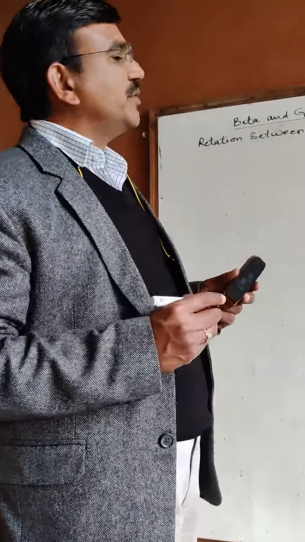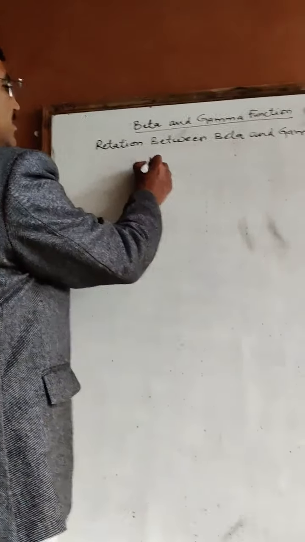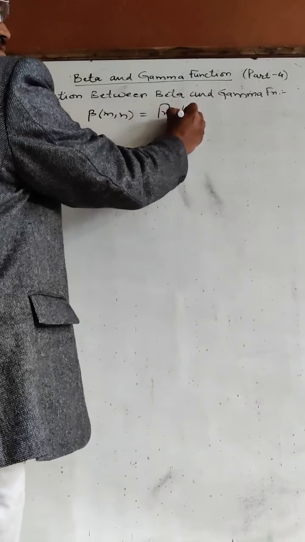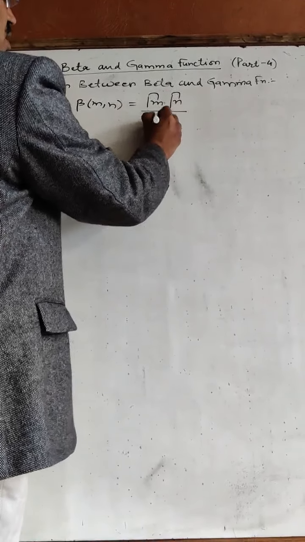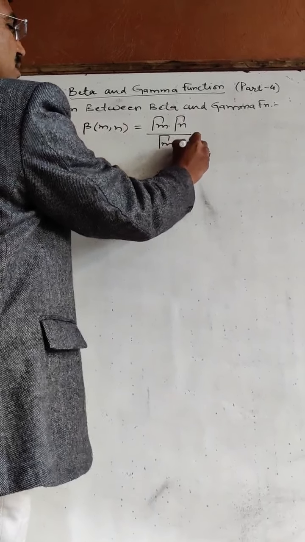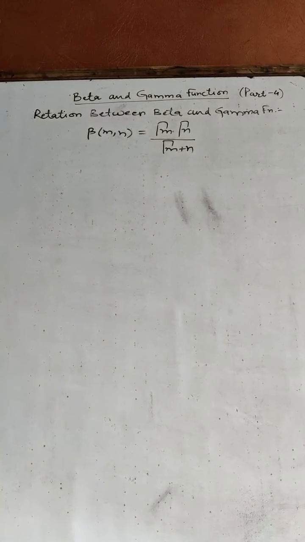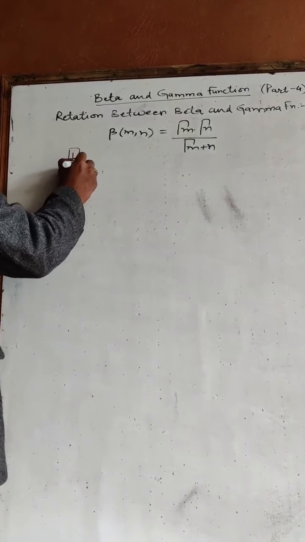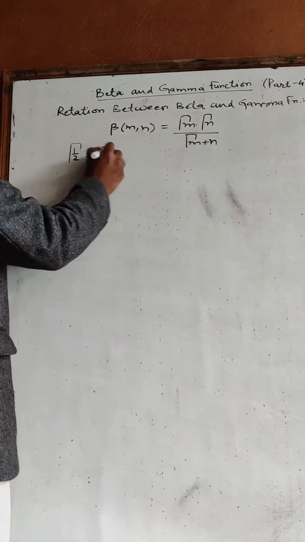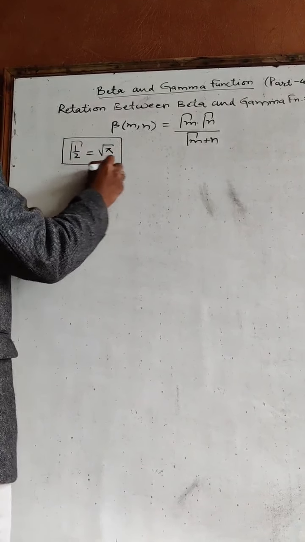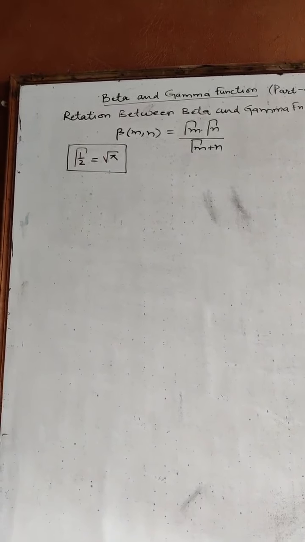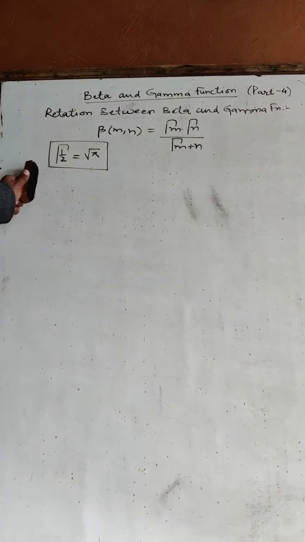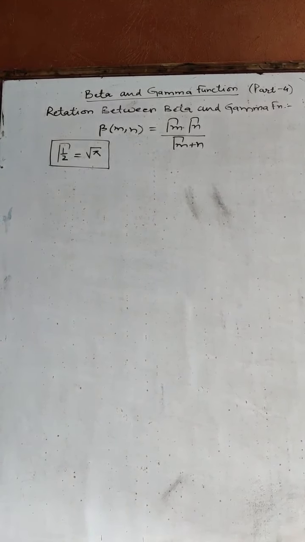From the relation between the beta and gamma functions, that is beta of m, n is equal to gamma of m, gamma of n over gamma of m plus n, we can find one more important result, and that is gamma of 1 by 2 is equal to square root of pi. Using the result beta m, n is equal to gamma m, gamma n over gamma of m plus n, we can find the value of gamma 1 by 2.